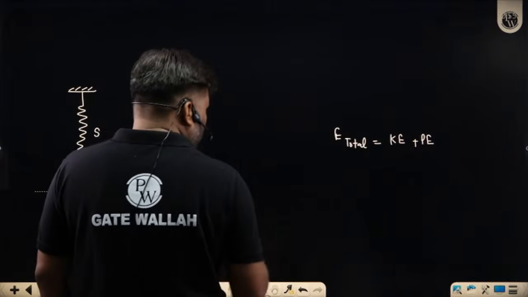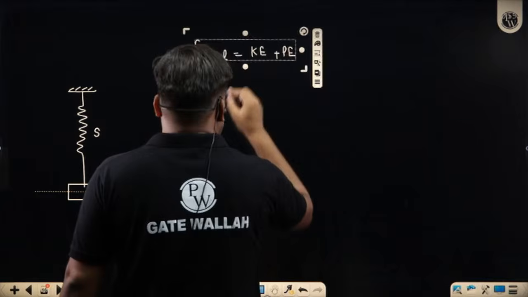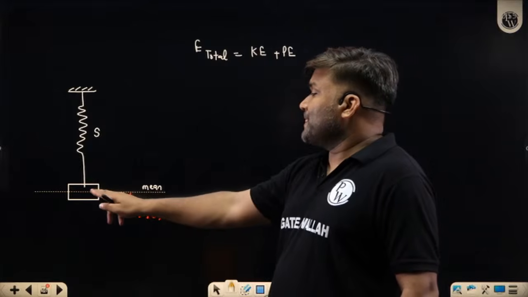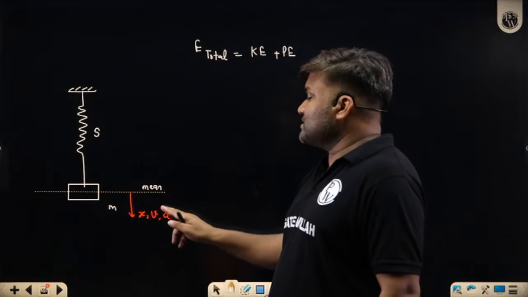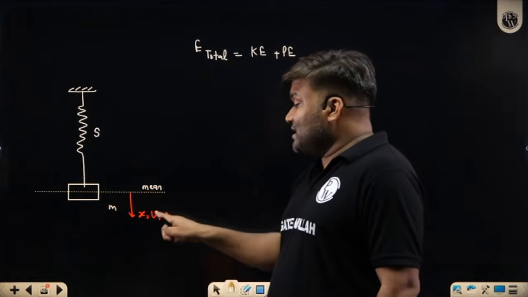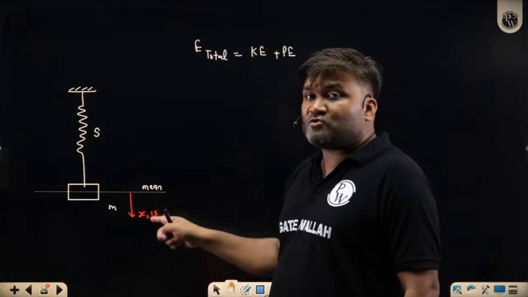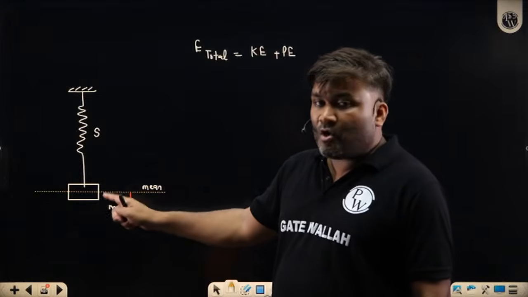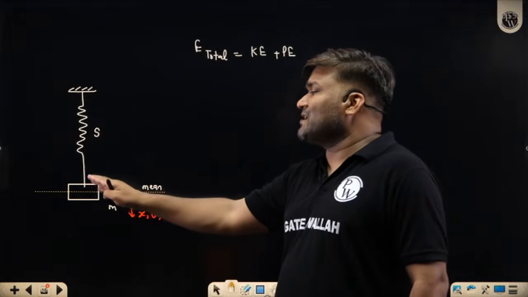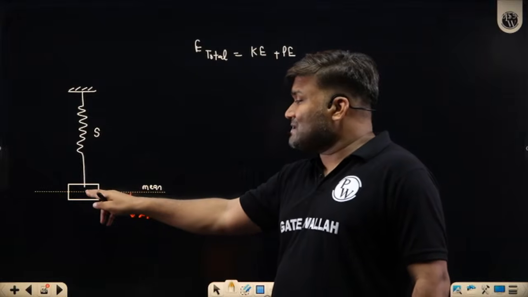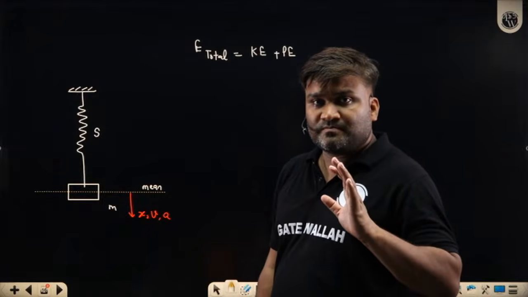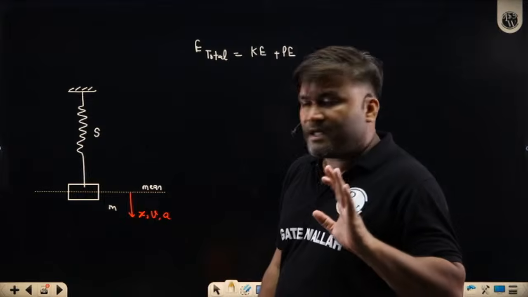Careful, careful, careful. Like in this situation, mass m was at x distance, v velocity say, a acceleration say, it was moving. Keep that in mind. This x, v, a are the motion parameters of my mass, not the parameters for the spring. Luckily the spring is directly connected to the mass. So if the mass has moved by x distance, the spring has elongated by x amount. Clear?